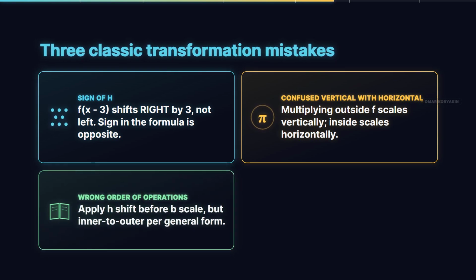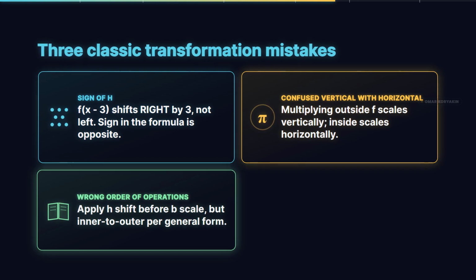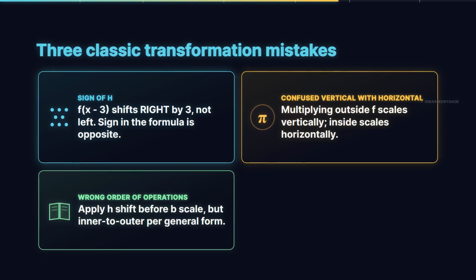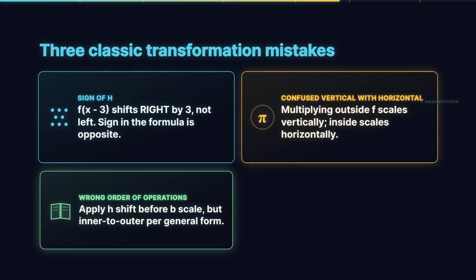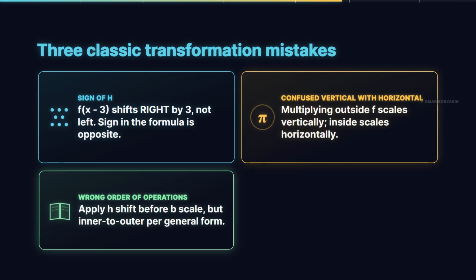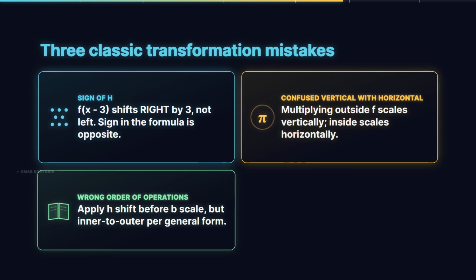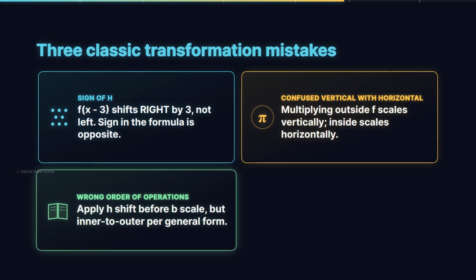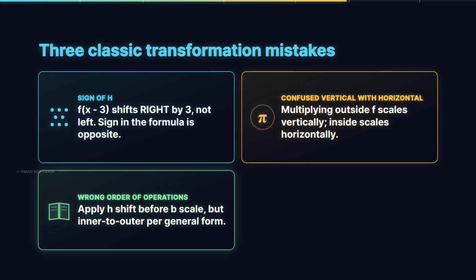Third mistake, applying the transformations in the wrong order, especially mixing the order of horizontal scaling with horizontal shifting. A student looking at f of 2 times the quantity x minus 3 confuses the order of the scaling and the shift. The general formula a times f of b times the quantity x minus h, plus k, specifies the inside order as shift first by h, then scale by b. Both moves are inside f, but in the order shift then scale. Outside f the order is similarly fixed, scale by a first, then shift by k. Memorize the inside then outside order as the canonical interpretation.